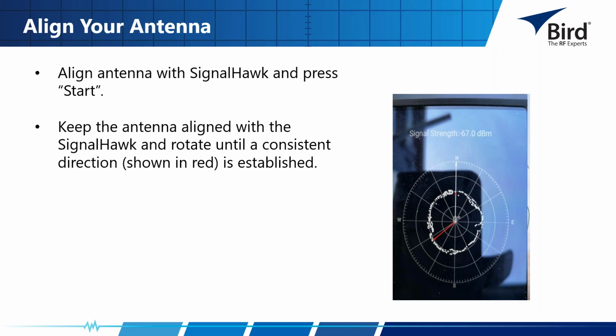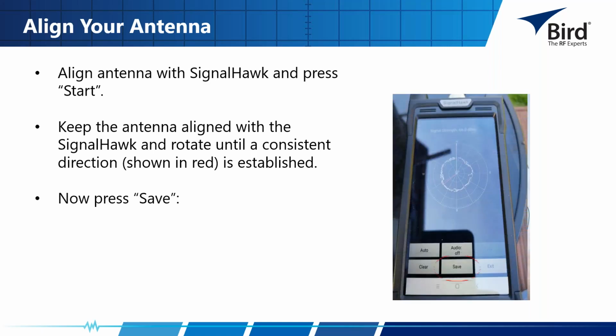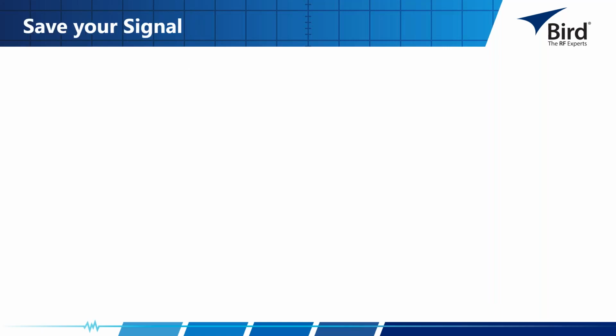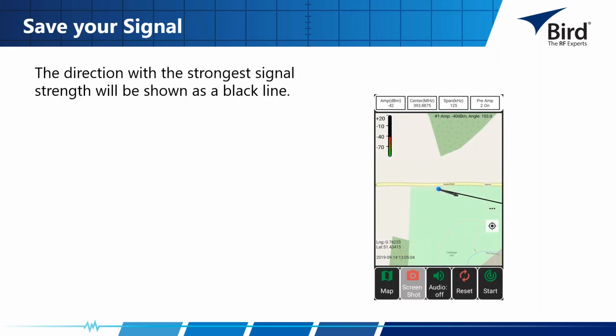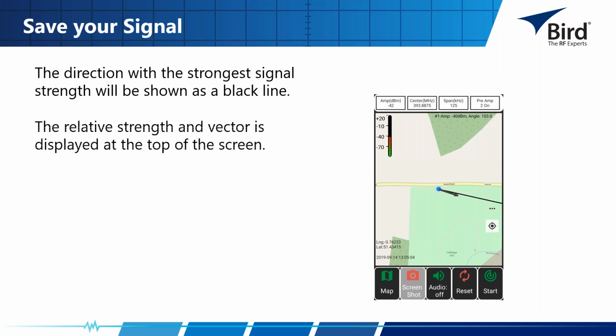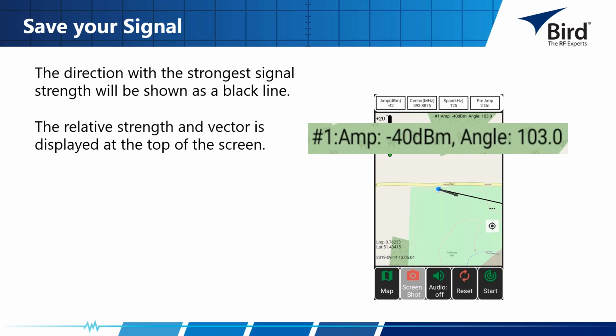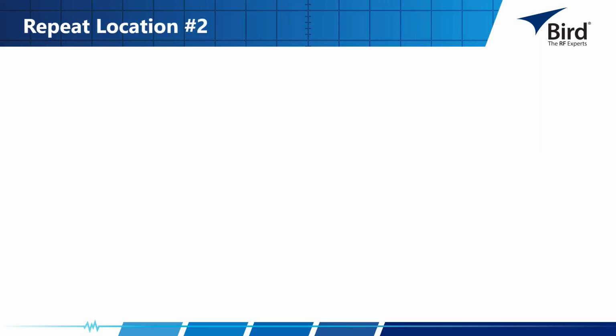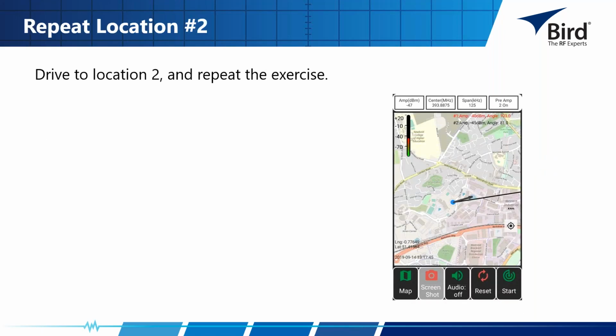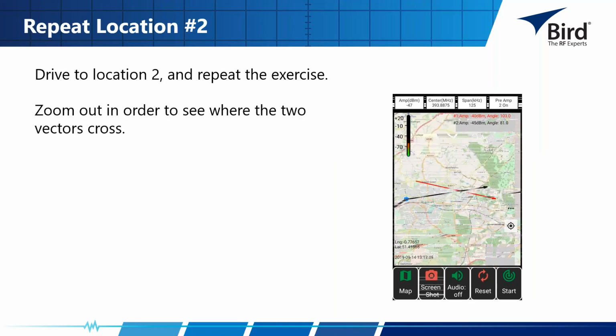Keep the antenna aligned with the SignalHawk and rotate until a consistent direction, shown in red, is established. Now press Save. The direction with the strongest signal strength will be shown as a black line. The relative strength and vector is displayed at the top of the screen. The latitude and longitude will be displayed at the bottom left. And then drive to a second location and repeat the exercise.